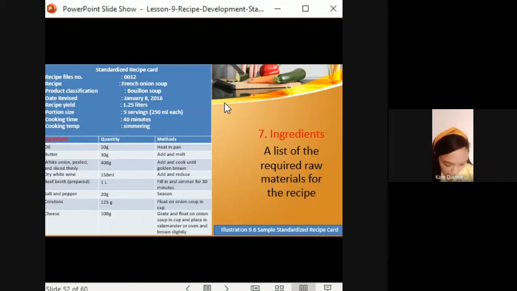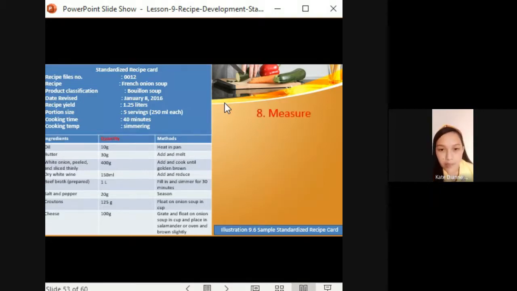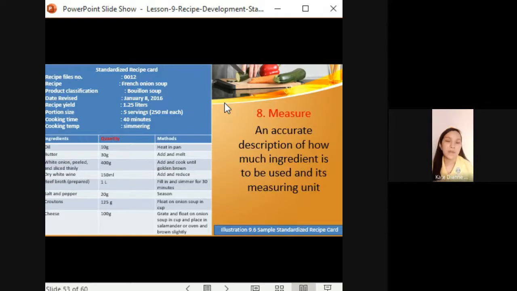Lastly, I think, last na ba to? Okay, so ingredients, a list of the required raw materials for the recipe. So, ayan yon, yung ating ingredients. The measure, an accurate description of how much ingredient is to be used and its measuring unit. So, sa measure natin, kailangan may unit tayo. Sa water, ilang ml ba yan? Ilang liter? Yan.